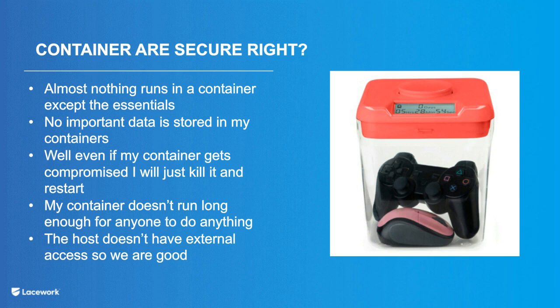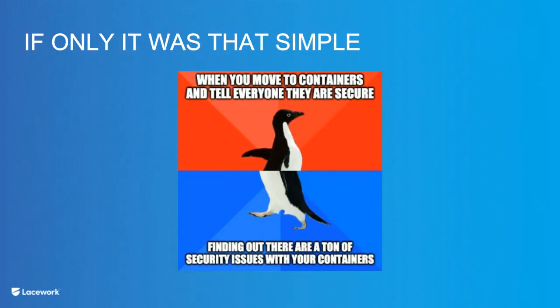Another one I'll typically hear is, my container doesn't run long enough for anyone to do anything. That whole let's be really quick so people can't get in, security by speed, I guess. And then another one that I typically hear is, the host doesn't have any external access, so if they can't get to the host, then I'm not really too worried about it. We'll just continue operating. Well, in a perfect world, that'd be great. Even in a perfect world, those excuses to not build security into the platform itself can really backfire on you. What I want to go into now is talking about some real-world issues that we are seeing with containers.